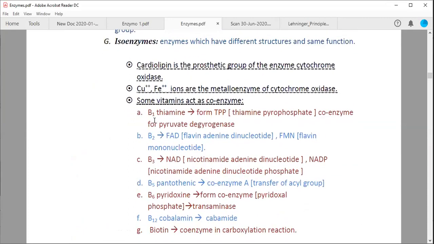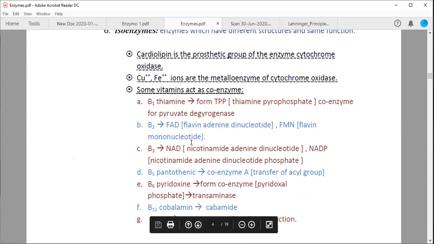So certain vitamins, for example, vitamin B1 is called thiamine. Here are given some vitamins that act as coenzymes. Also, all these things have been described in your Lehninger. B1 is called thiamine. B2 is called flavin adenine dinucleotide, FAD, or FMN. It may be of two types, FAD or FMN, flavin mononucleotide.